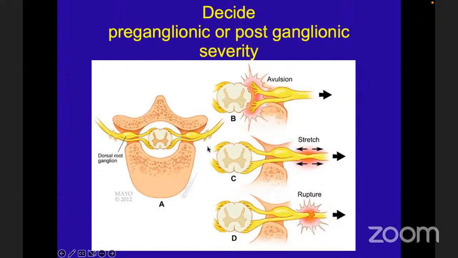These are the roots which supply the paraspinal muscles. This much understanding is sufficient; more technically, there will be a lot of confusion. If you see any injury beyond the dorsal root ganglion, it is called postganglionic. If you see an injury close to the spinal cord, proximal to the ganglion, it is called preganglionic. Preganglionic is completely outside the spinal cord. Postganglionic can be a rupture or an injury beyond the ganglion. That's what you must understand to differentiate between pre and post.